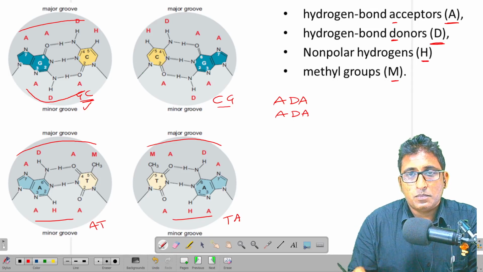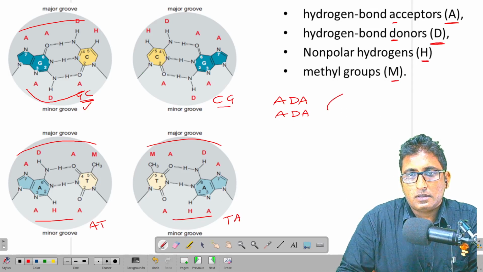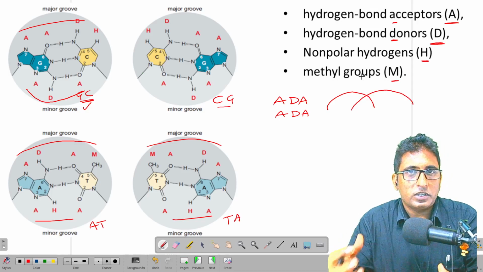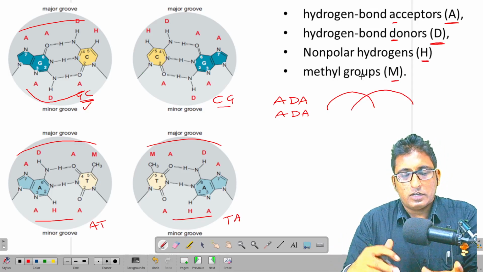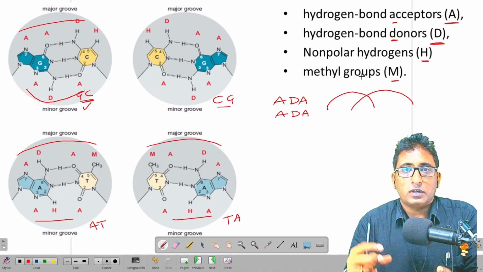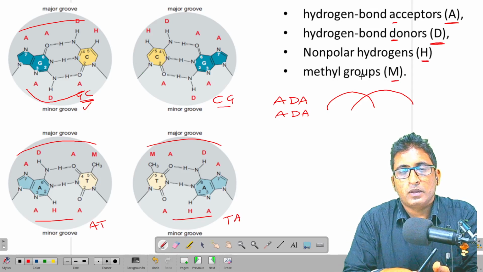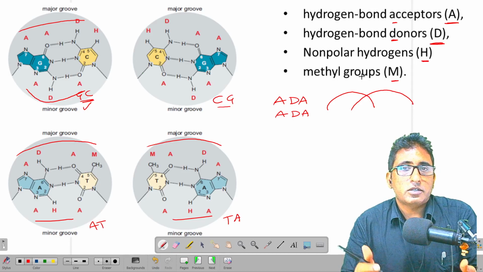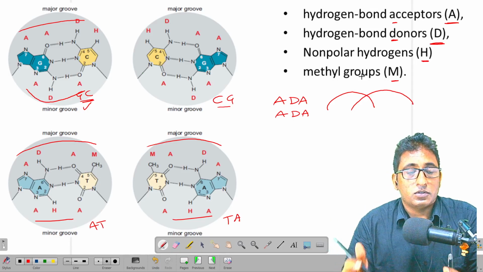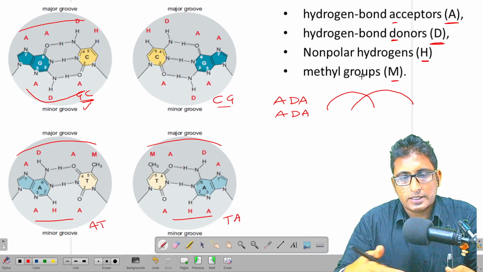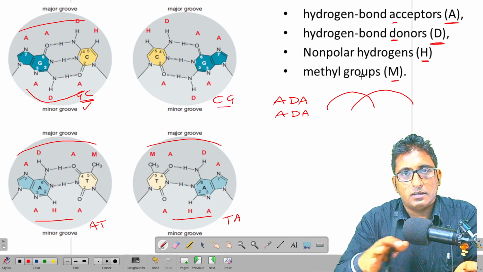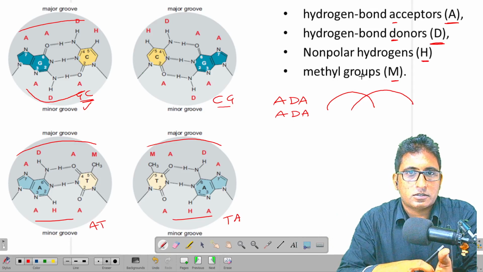So this becomes important when we discuss the interactions between the minor groove and major groove, I mean the protein interactions with the DNA. The majority of the interactions, especially those of sequence-specific proteins that bind to DNA, would have to be made from the major groove, because they can almost read the sequence through interactions.